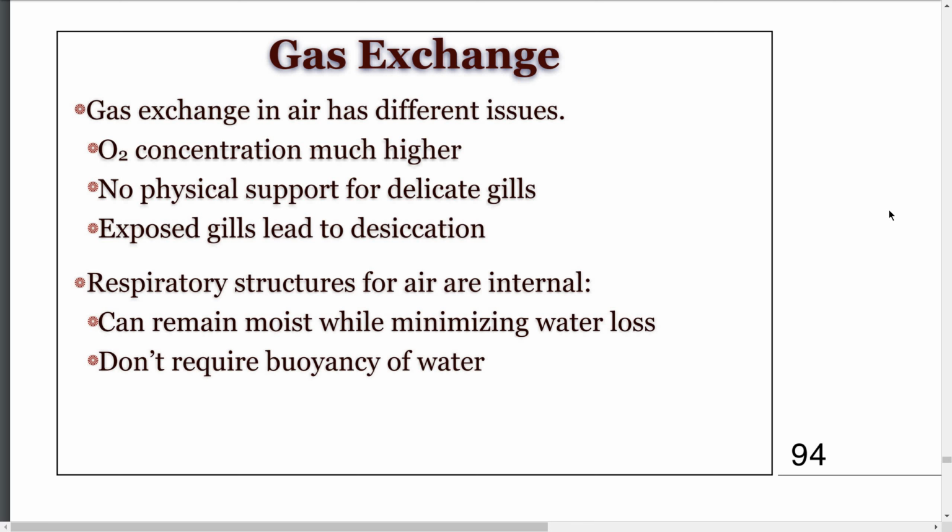But you run into physical problems. One is that most gills, if you look at regular gills, are very fine, delicate structures so that you can maximize surface area without a lot of tissue.